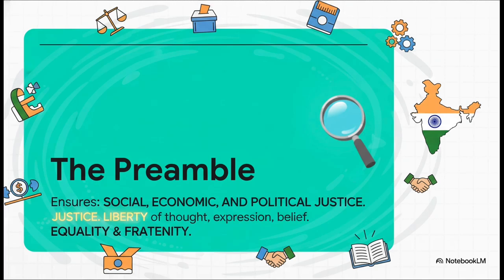Right at the philosophical core of this blueprint is the preamble. It boldly declares India a sovereign, socialist, secular, democratic republic. But look closely at what it actually ensures. You see, justice isn't just some broad legal term here. The text specifically demands social, economic, and political justice. And that sits right alongside liberty of thought, expression, and belief, as well as equality and fraternity. It's just a profoundly powerful statement of intent.